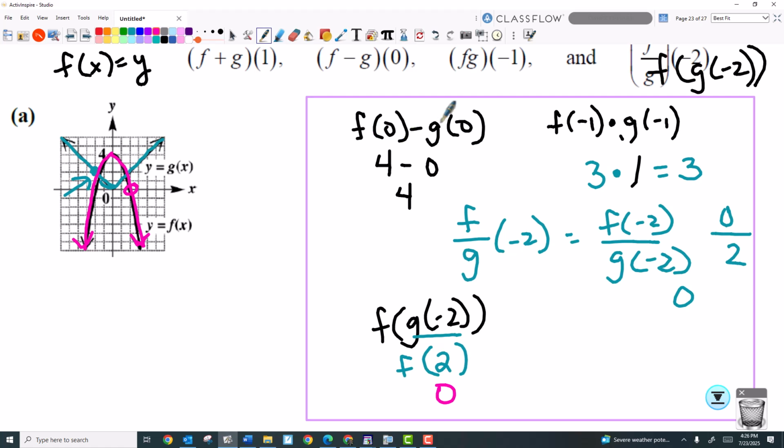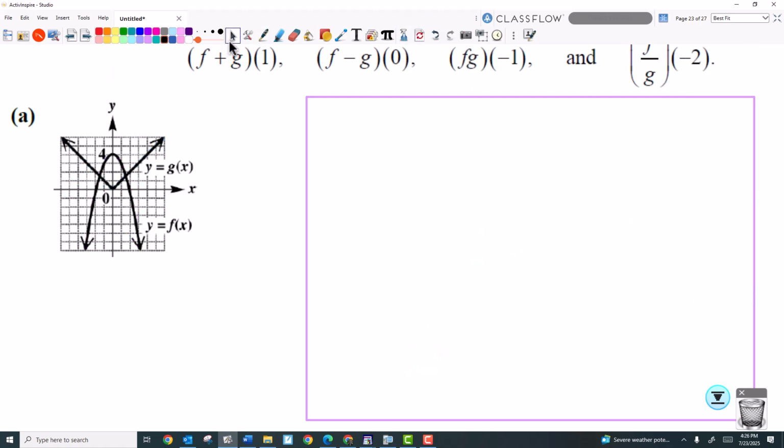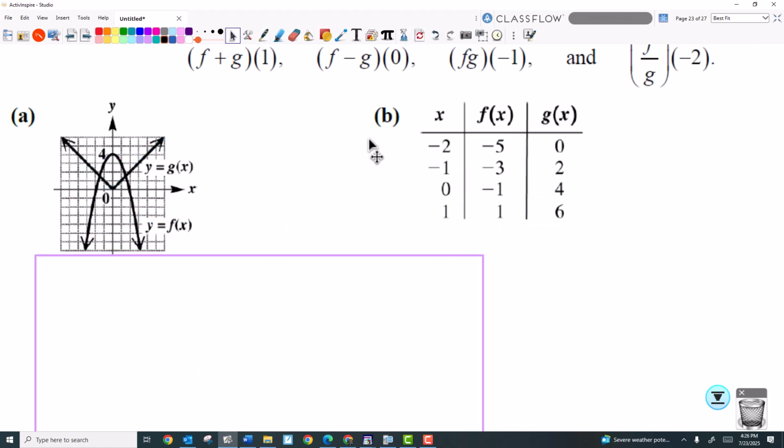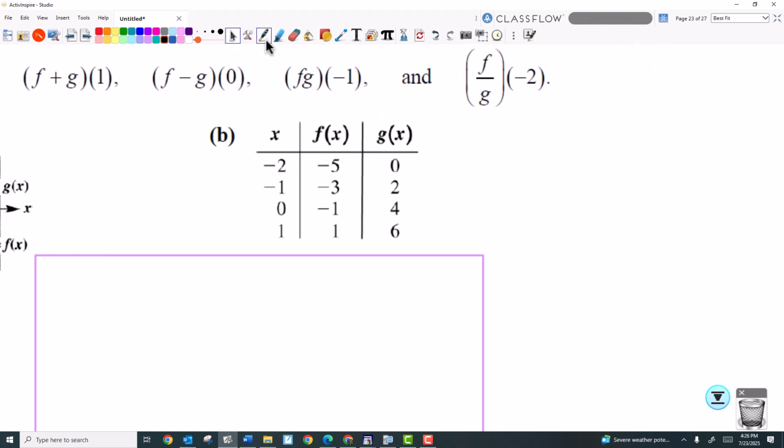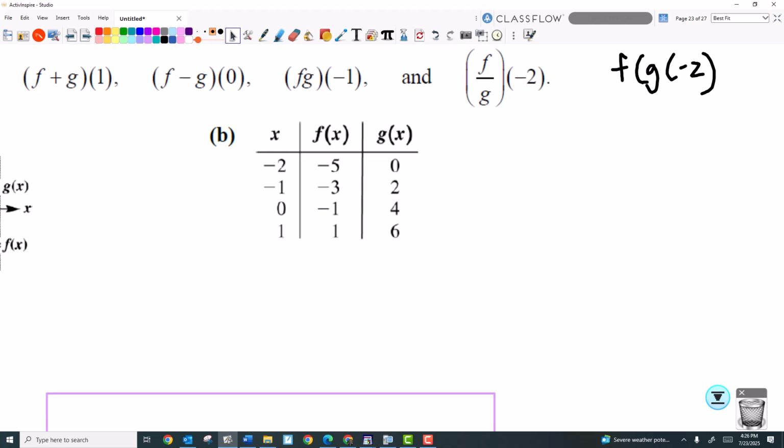Now I can erase the whole thing. Luckily, there's not a whole lot more to this. And that fast, I forgot what I was doing. What my other thing was, it was f of g of -2, I think. Okay. So I'm just going to go through and do them one at a time.